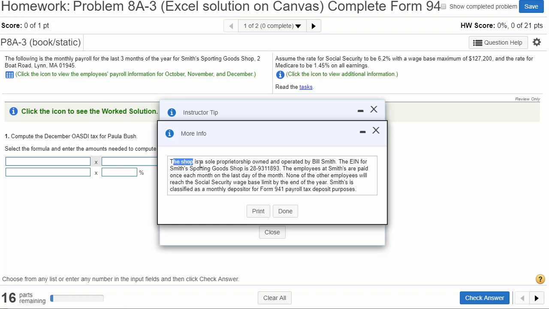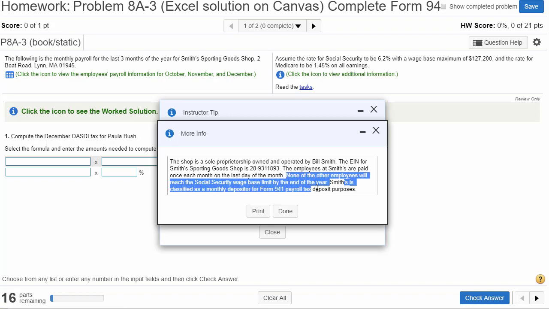So it says, the shop is a sole proprietorship owned and operated by Bill Smith. The EIN for the Smith Sporting Goods Shop is 28-9311893, we will need that for the Form 941. And the employees at Smith's are paid once a month, the last day of the month. And none of the other employees will reach the Social Security wage-based limit by the end of the year.